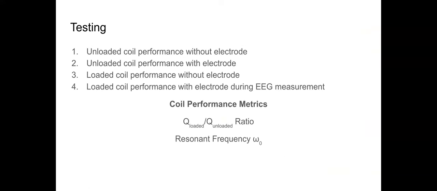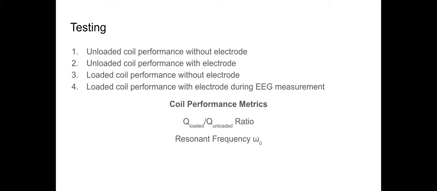To test the performance of the coils in addition to having them with the EEG electrodes, the quality factor and the resonant frequency of the coils were measured when the coil was loaded and unloaded. Loaded just means that it's on the body or at least on a phantom, and unloaded means the coil is just hanging in free space. And also, we place the EEG electrodes on and off the back surface of the coil.